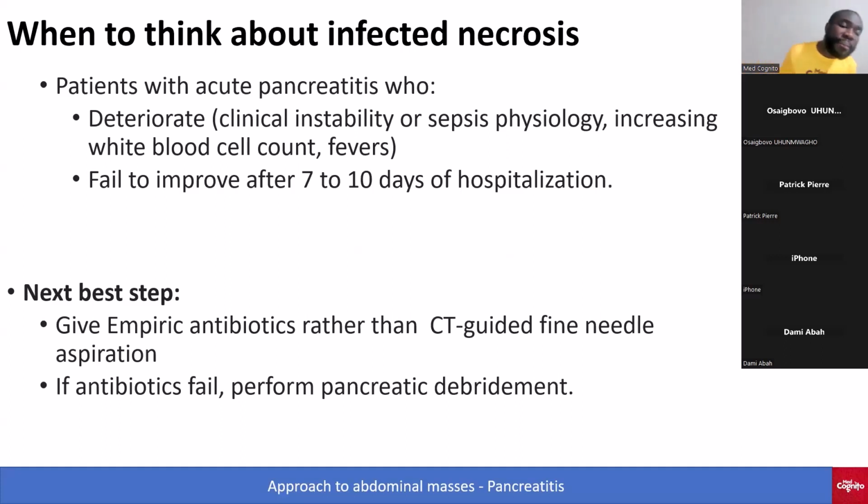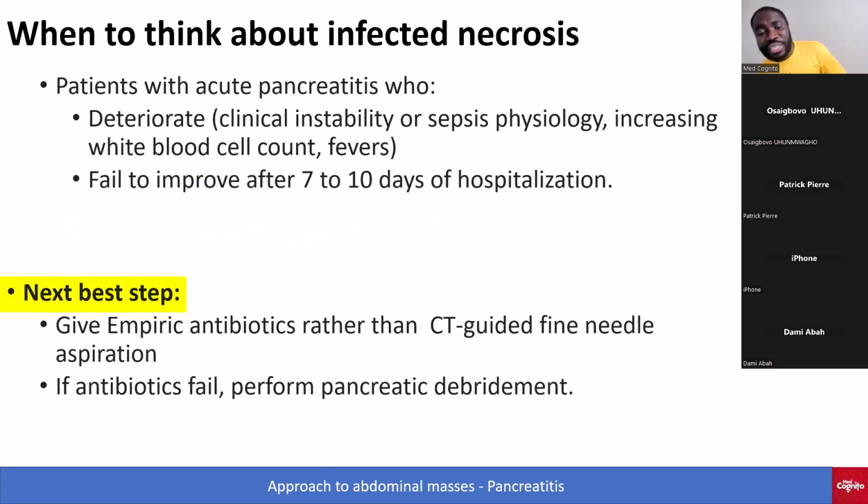Number one, if the patient starts deteriorating or has developed symptoms and signs of sepsis, then you should start thinking about infected necrosis of the pancreas. If the patient also has increased white blood cell count, or starts developing very bad fevers, think about infected necrosis. Or if the patient fails to improve after 7 to 10 days of hospitalization, then you want to start thinking about infected necrosis.